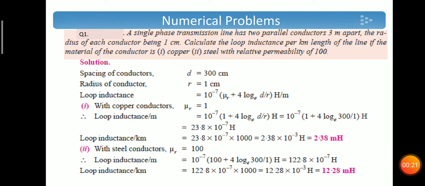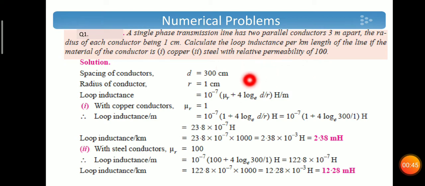First question. A single phase transmission line has two parallel conductors 3 meter apart. The radius of each conductor is 1 centimeter. Calculate the loop inductance per kilometer length of the line if the material of the conductor is copper. Second, steel with permeability of 100.